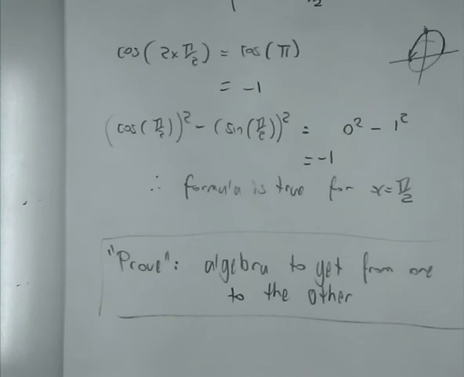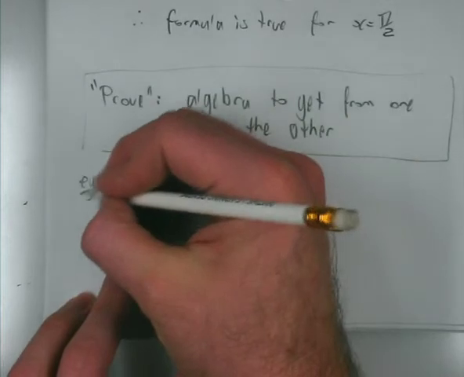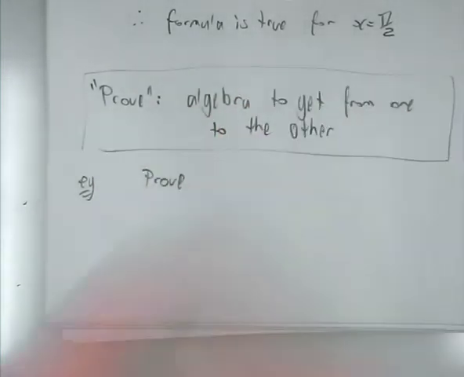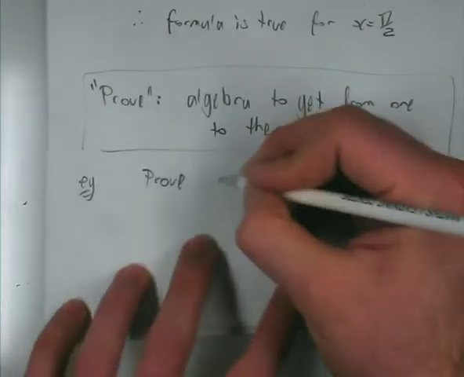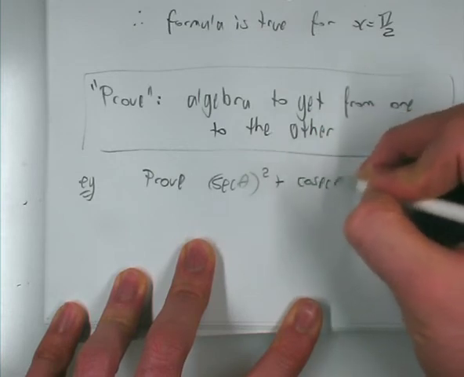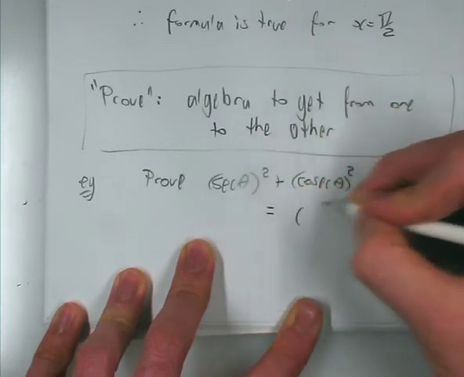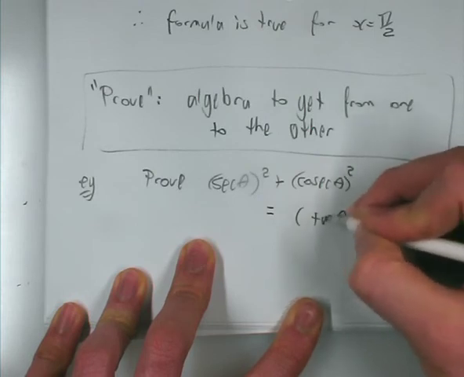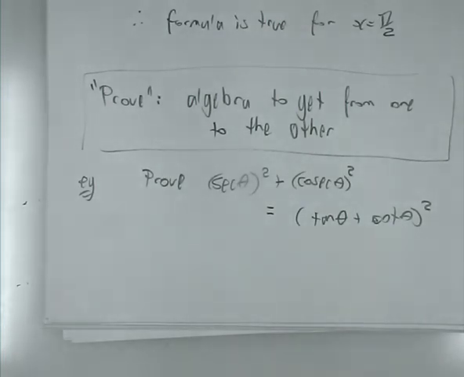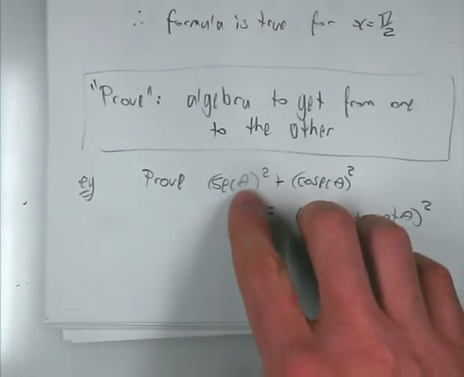just trying to think of one. E.g. prove that, let's see. Give me 1 second. Sec theta squared plus cosec theta squared equals tan theta plus cot theta squared. There's this weird bit, in the fuzzy bit on the document camera.